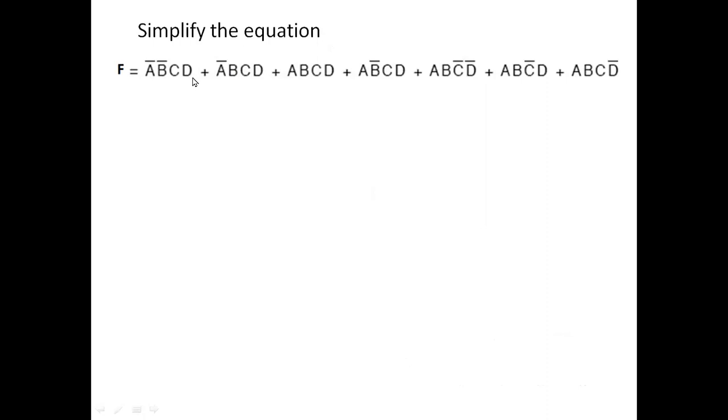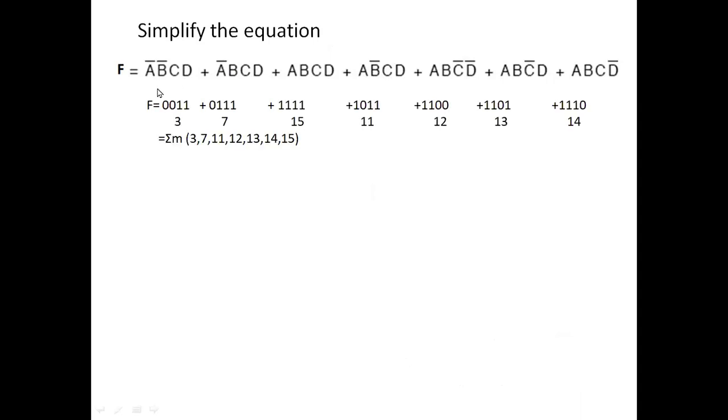Simplify the equation A bar B bar CD plus A bar B CD plus ABCD plus AB bar CD plus ABC bar D bar plus ABC bar D plus ABCD bar. If this is your question, you are supposed to have the things in sigma m terms, because it is SOP form. You must have everything in sigma m form, then only you can represent that in a K map. Wherever you see the complement, put 0. Wherever you see the original variable, you put 1. So A bar B bar CD is 0, 0, 1, 1. Remaining terms are 1.